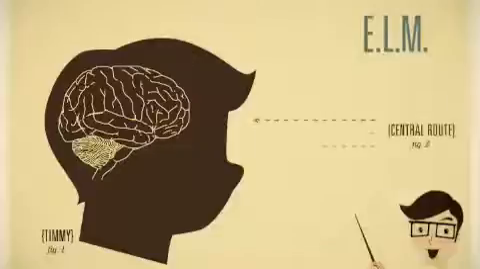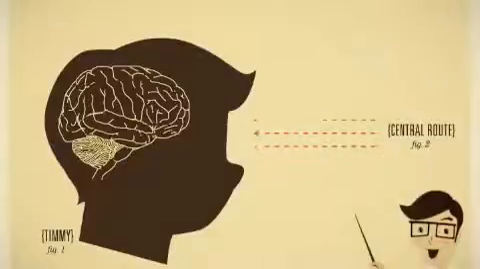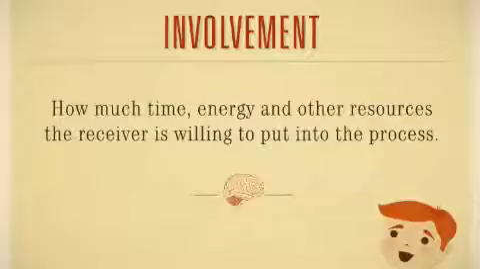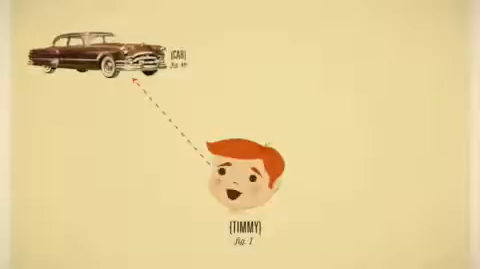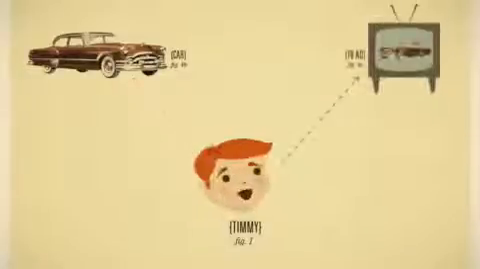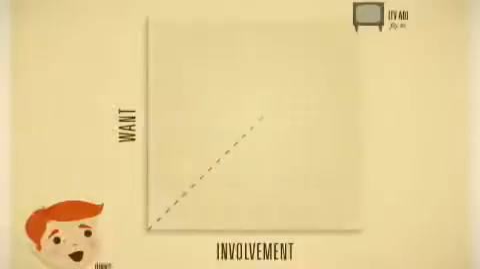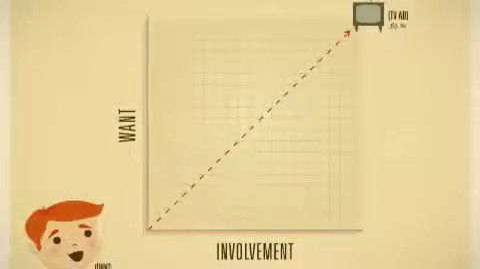Here is the central route. This is a direct route of persuasion that appeals to logic and involves a great deal of thought. The central route is associated with high involvement. Involvement is how much time, energy, and other resources you are willing to put into the process. How much attention do you want to put into it, Timmy? Let's say you really want a new car, and you see an advertisement for a car on TV. Because you really want a car, you are highly involved. Now you are more likely to listen to that commercial.